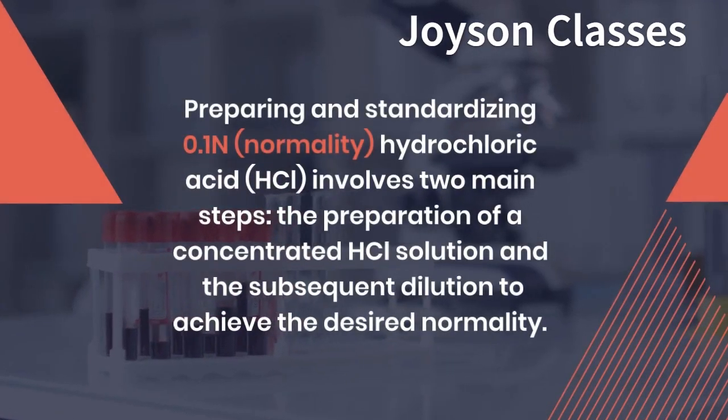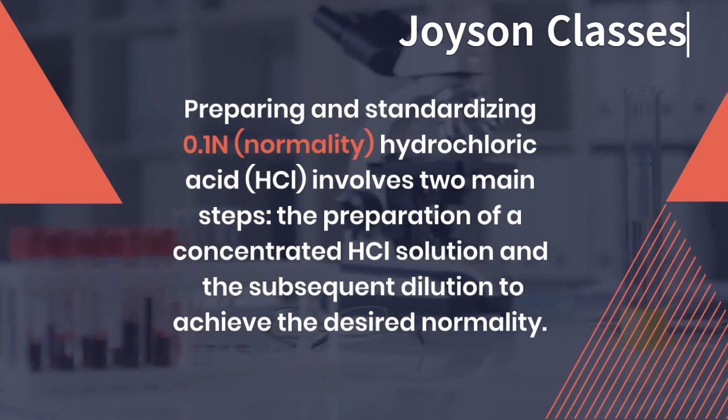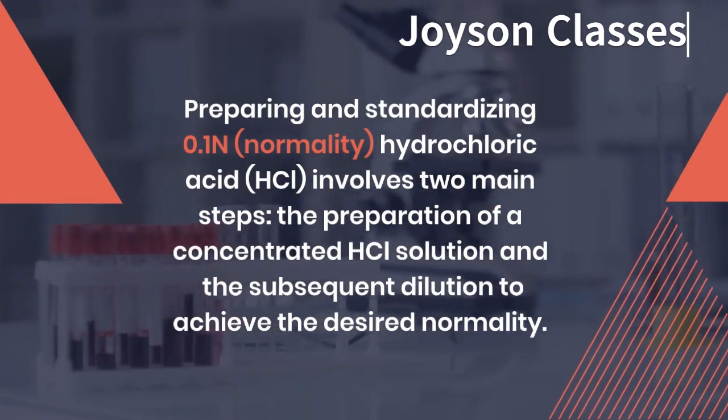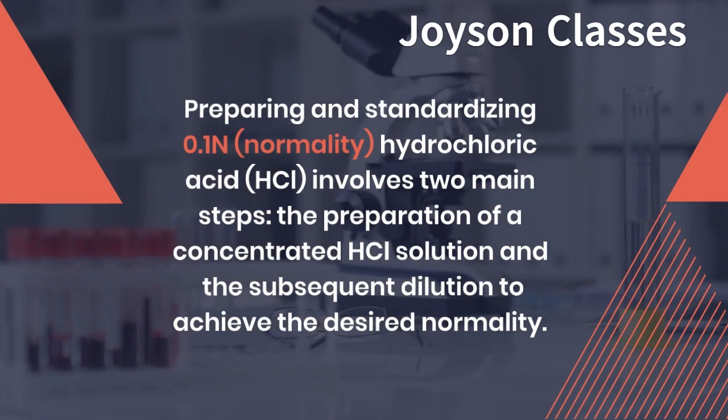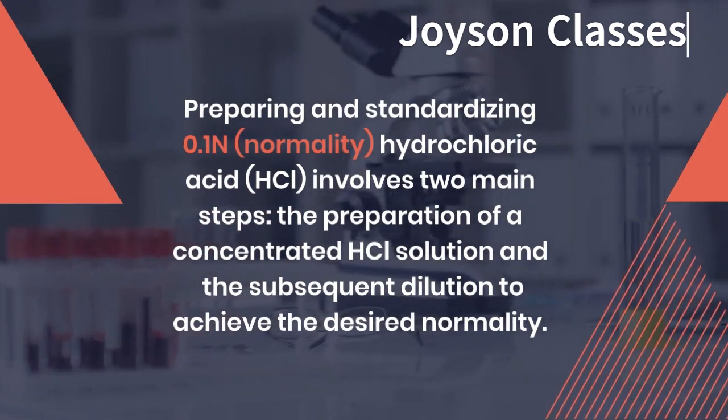Preparing and standardizing 0.1N (normality) hydrochloric acid, HCl, involves two main steps: the preparation of a concentrated HCl solution and the subsequent dilution to achieve the desired normality. Here's a step-by-step guide.